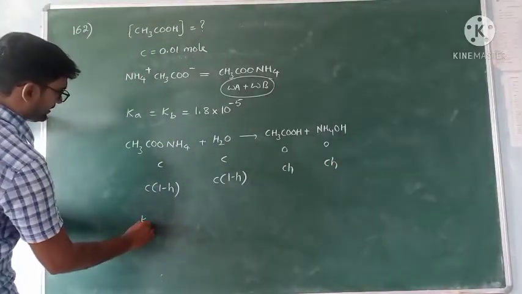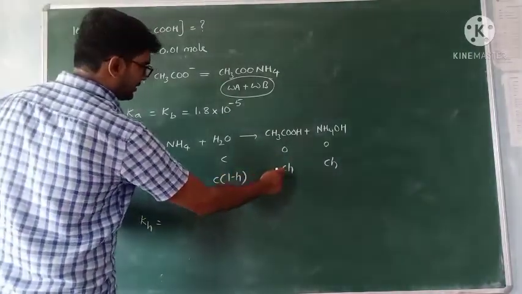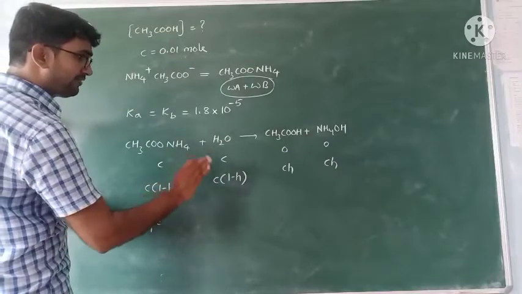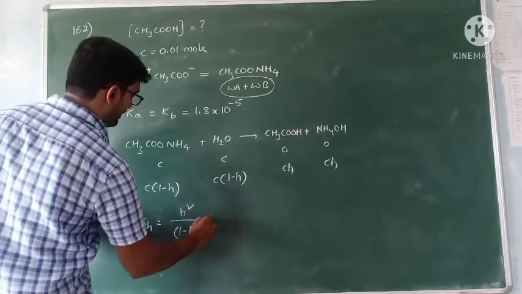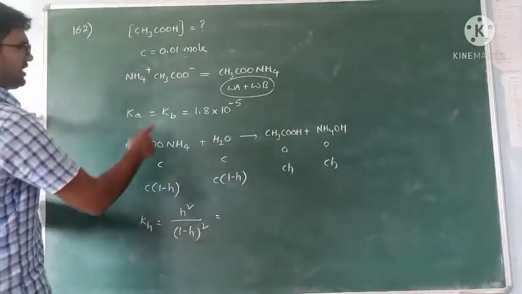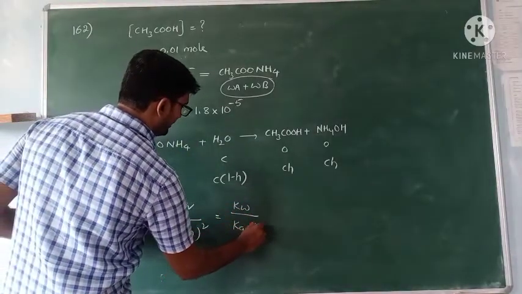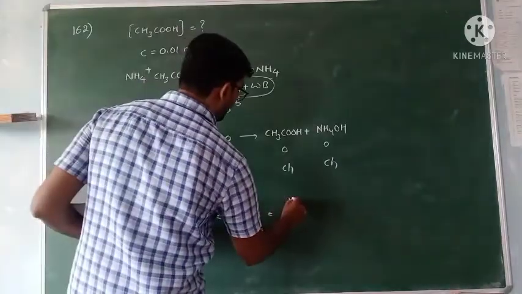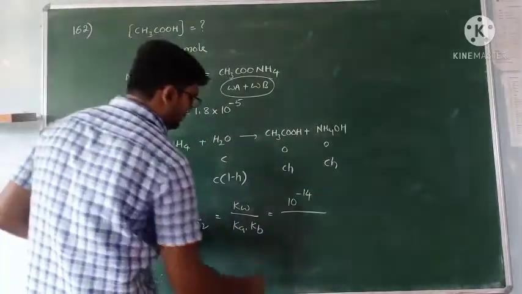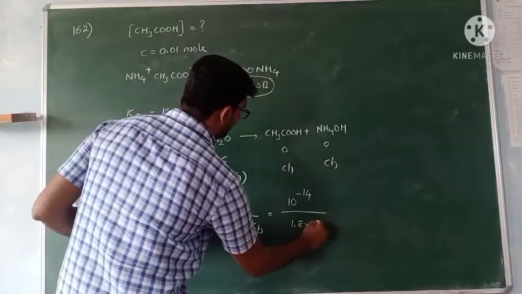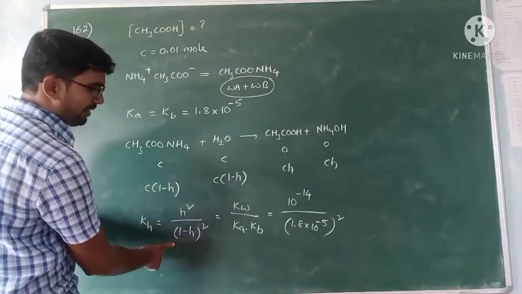Then Kh is equal to, what is the formula? Concentration of products by concentration of reactants. I already gave this one, h square by 1 minus h whole square. But the Kh formula for a salt of weak acid and weak base is Kw by Ka into Kb. Kw value is 10 to the power of minus 14, and Ka and Kb are the same values, so 1.8 into 10 to the power of minus 5 whole square.